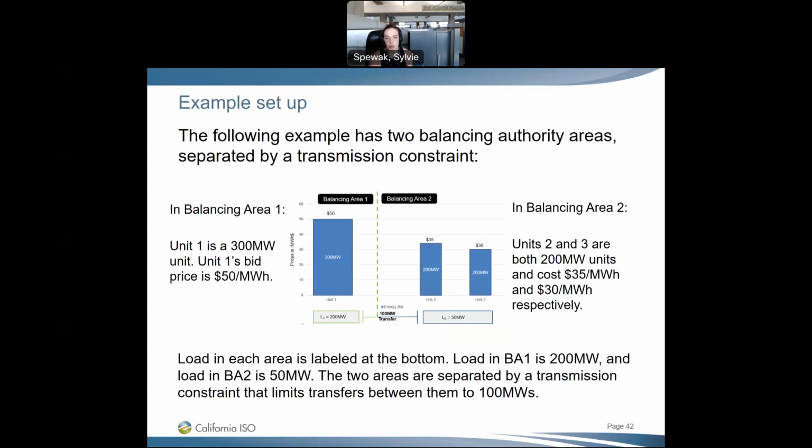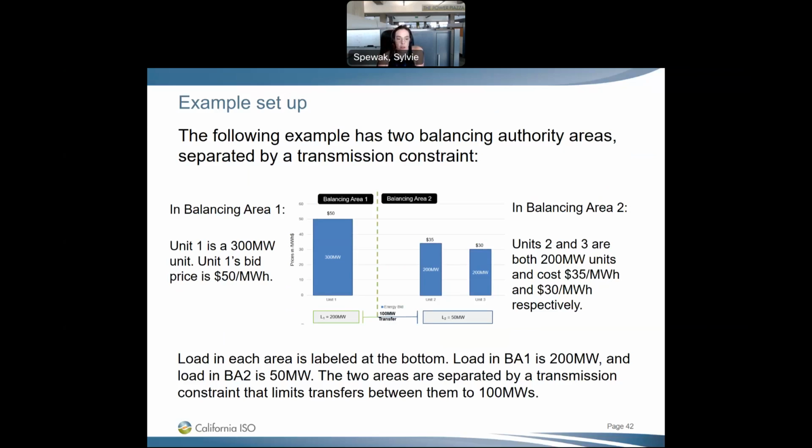In balancing area 2, you've got two resources, units 2 and 3. They are both 200 megawatt resources. They cost $35 per megawatt hour and $30 per megawatt hour, respectively. And I've labeled load for each area on the bottom. So in the green box, it says L1, that's load in balancing area 1. In order to meet load in balancing area 1, we need 200 megawatts. And then in order to meet load in balancing area 2, in that blue box, we need to meet 50 megawatts. These two areas are separated by a transmission constraint.